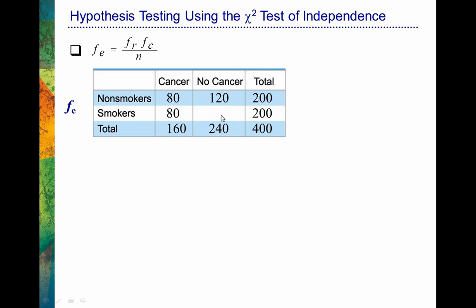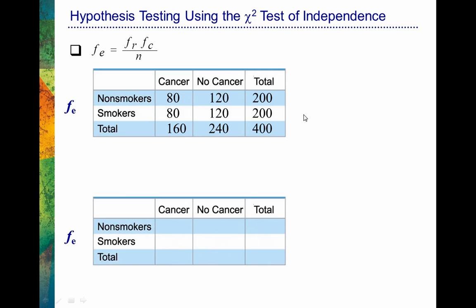Then, of course, to find this cell right here, we take the frequency for the row, 200, multiply by the frequency for the column, 240, then divide by 400. That's the exact same thing we just did. So that equals, again, an expected frequency of 120. So the formula that we're dealing with right here works. Let's get one more bit of practice with it.